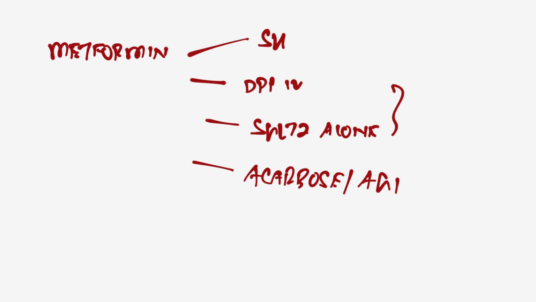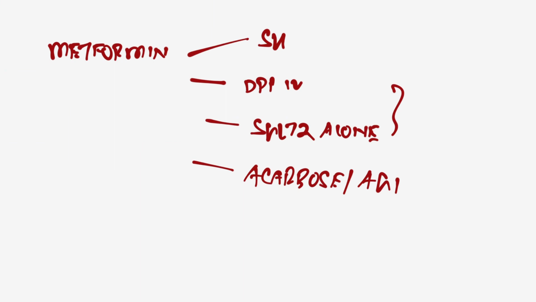Obviously, you will not use pioglitazone in this patient. Why? Because the patient has a history of coronary artery disease. Generally you can actually give it in stable CAD, but especially in patients with heart failure, you should probably not give pioglitazone. So these are the things.